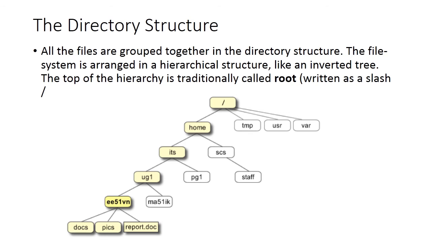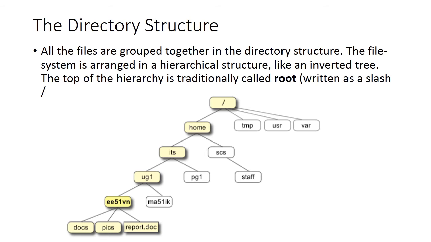From the root start the directories like home, say UG1. So each contains some files in which it is stored. This is the hierarchical structure of Unix, and this hierarchical structure of directories is followed today also in Linux and Mac.